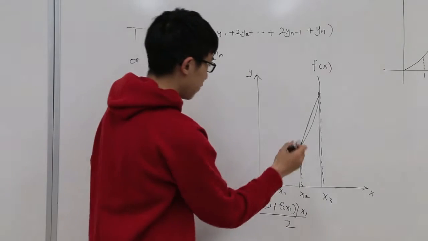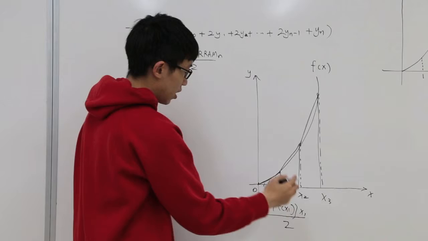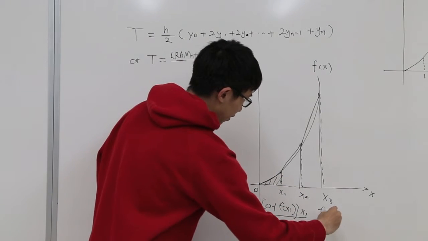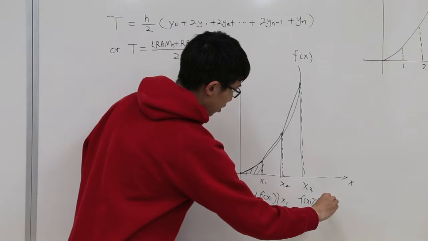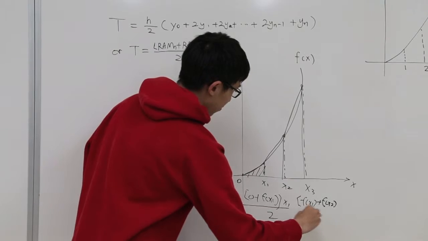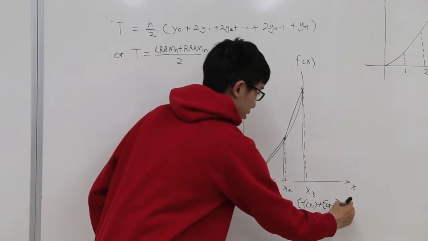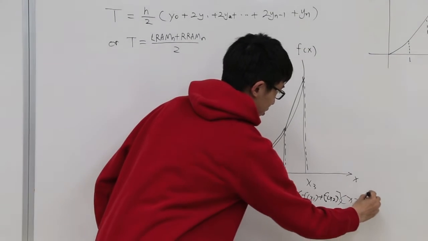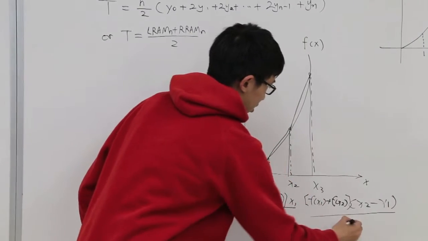And we do the same thing for the second trapezoid. So what we do is f of x1 plus f of x2. And then we times this by the width, which is x2 minus x1. And then we divide it by 2.